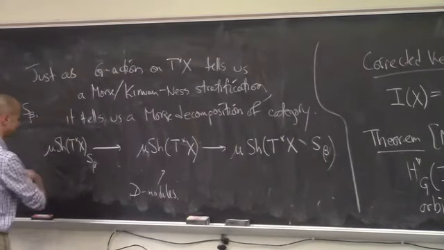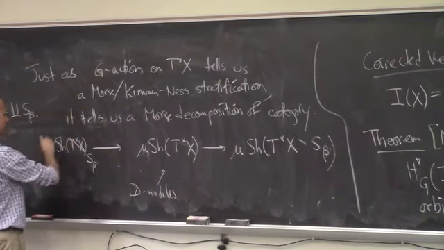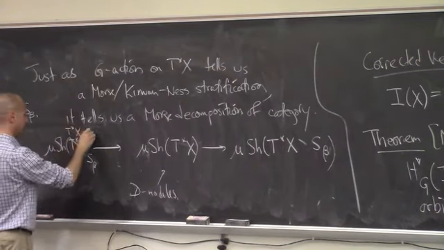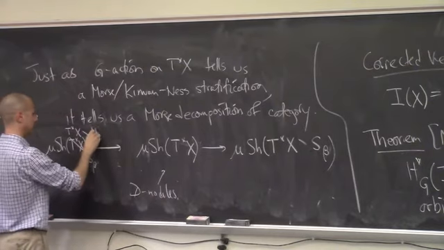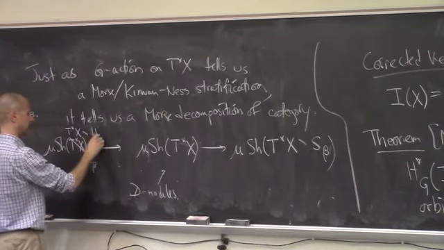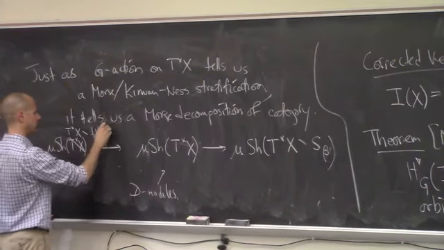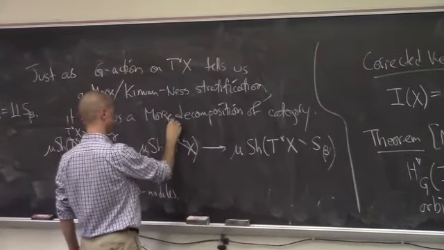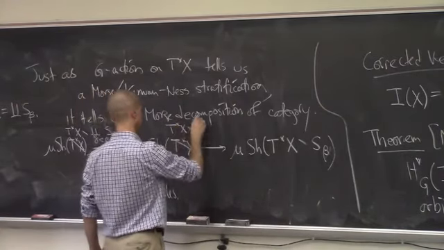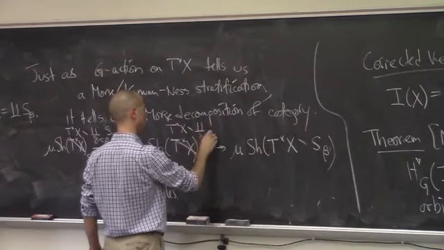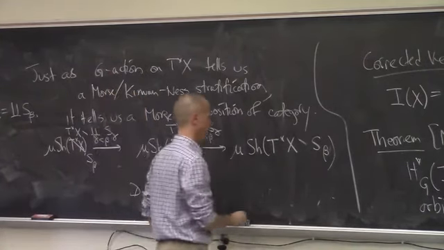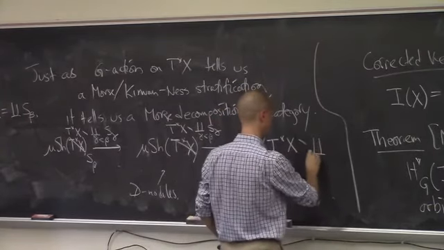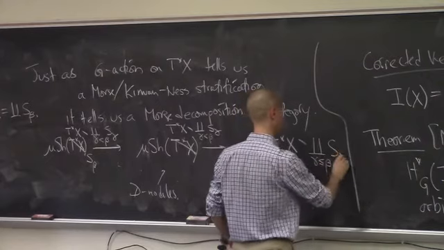So actually, maybe it would be better if I write T star X minus strata below S beta. Strata below S beta, and then here, minus strata less than or equal to beta.